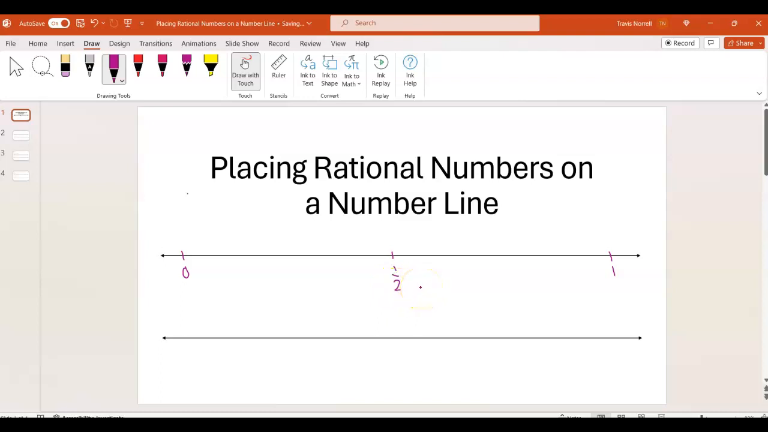If we wanted to break up 0 and 1/2, we can break that up into what we know as quarters, right? There's 4 quarters in a dollar, so this one would be 1/4. This one would be 2/4, which is also 1/2. This one would be 3/4. And of course, 1 whole would be 4/4.